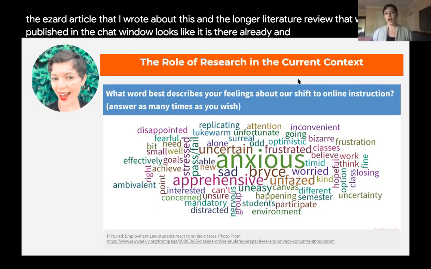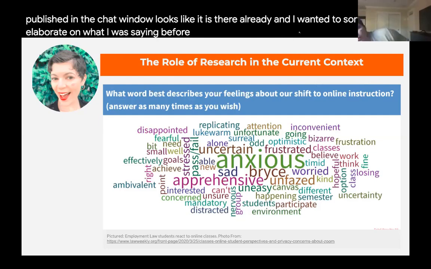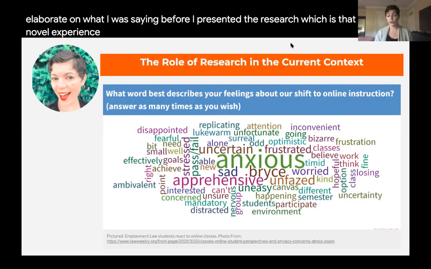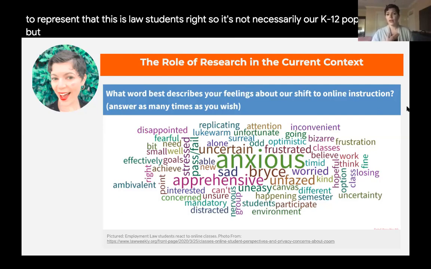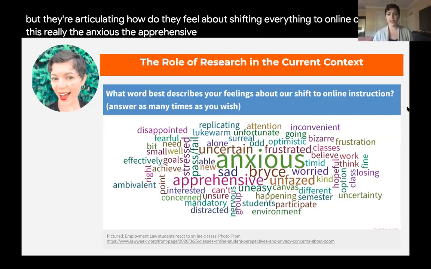And I wanted to elaborate on what I was saying before I presented the research, which is that all of that research is totally lost in the face of this being a totally novel experience in U.S. education, in global education, right? And I chose this graphic to represent that. This is law students, right? So it's not necessarily our K-12 population, but they are articulating how they feel about shifting everything to online classes. And this really, the anxious, the apprehensive, the uneasy, the surreal, this is how we're all feeling trying to manage this in our homes.